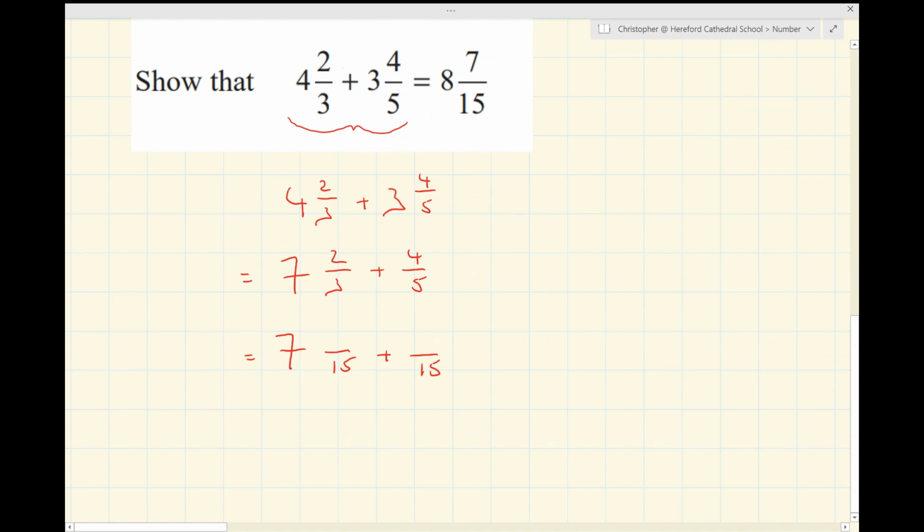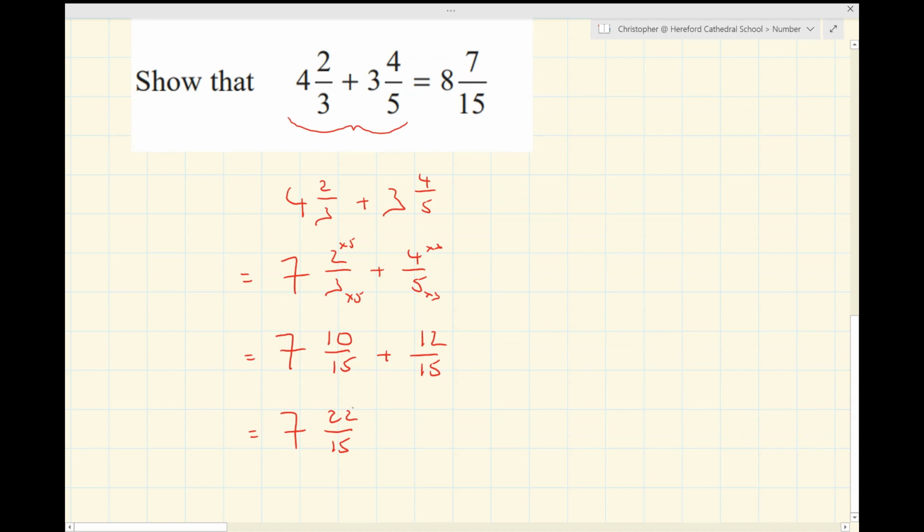Right, now the thirds, the 2/3, I need to change it into 15ths. So I've multiplied the bottom by 5, because 3 5s are 15. So I multiply the top by 5. 2 5s are 10. The 4/5, I've multiplied the 5 by 3. So I must do the same to the 4. 4 3s are 12. So I'm going to get 7 wholes. And how many 15ths altogether? 22 15ths altogether. Now let's have a look at that.